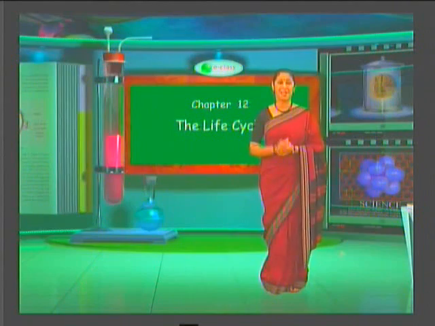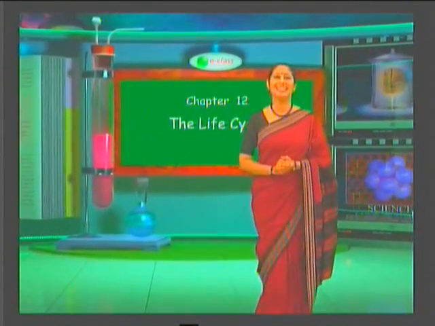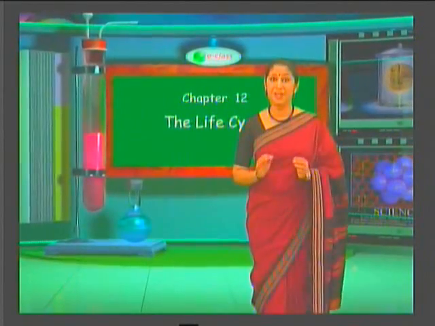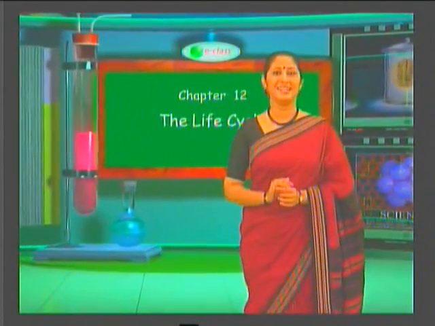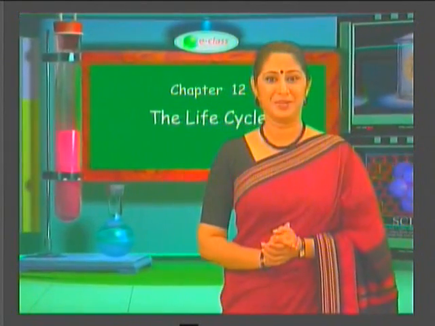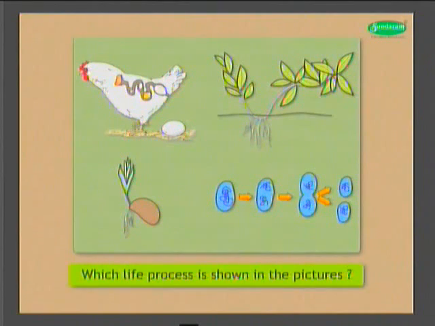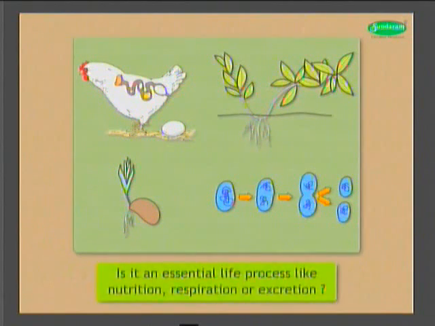Chapter 12. We all know that each individual organism exists because of the process of reproduction. So, let us study more about this process in the chapter Life Cycle. Observe the above pictures and answer the following questions. Which life process is shown in the pictures? Is it an essential life process like nutrition, respiration or excretion?